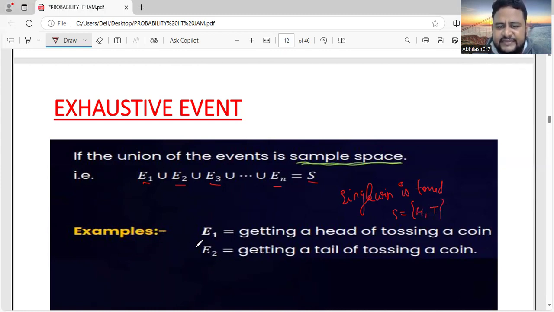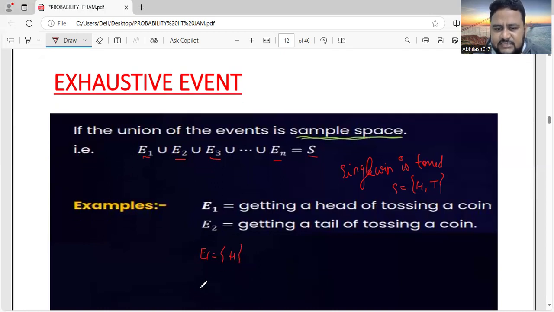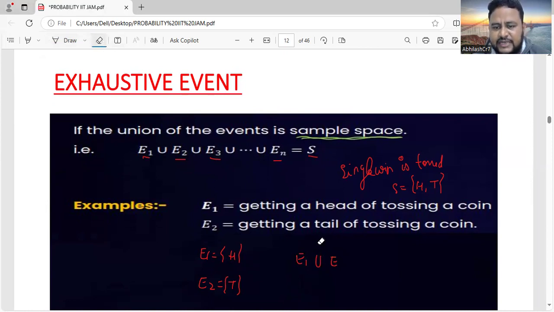So here in this example, event one is getting a head on tossing a coin. Similarly, event two is getting a tail. Now if I combine event one and event two, this is called union. This is called intersection. Intersection we use when we talk about mutually exclusive events. Union we use when we talk about exhaustive events. Please remember this.